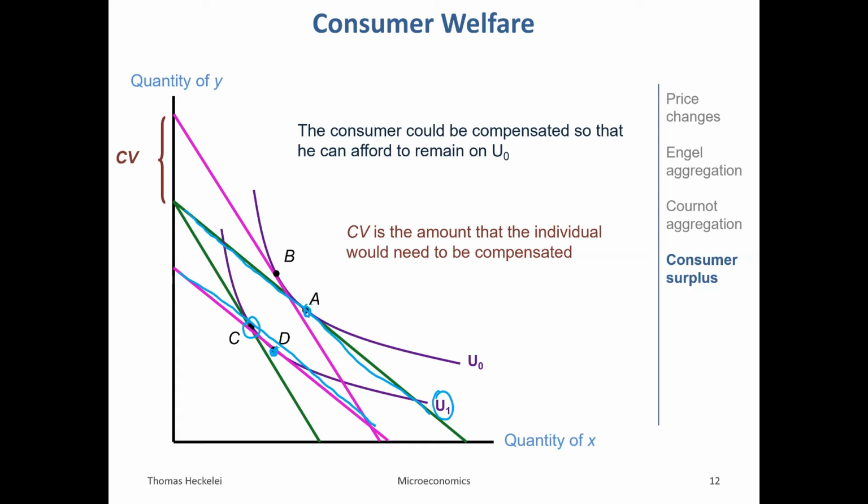Now, and again, because of the substitution effect, point D is different from point C. Okay? And this equivalent variation is this part here.